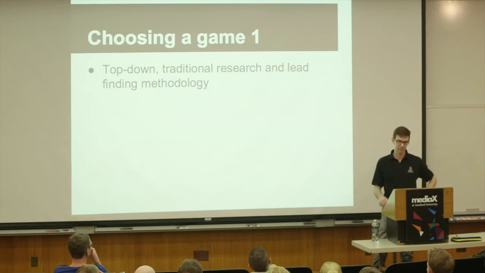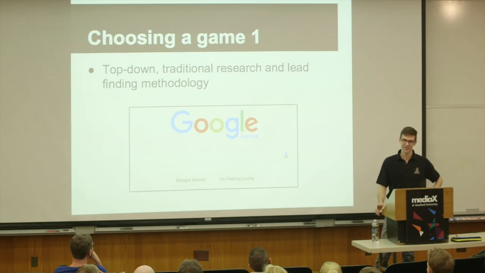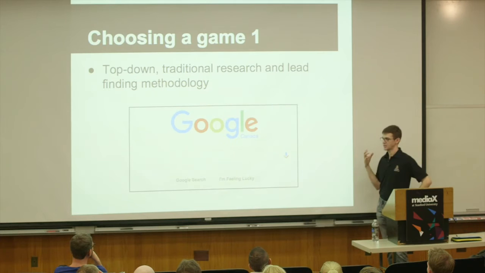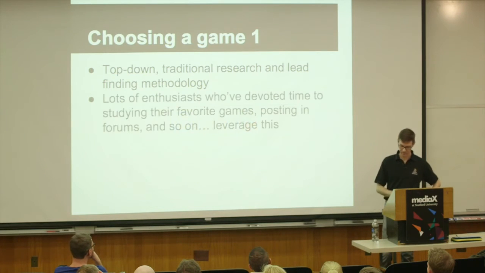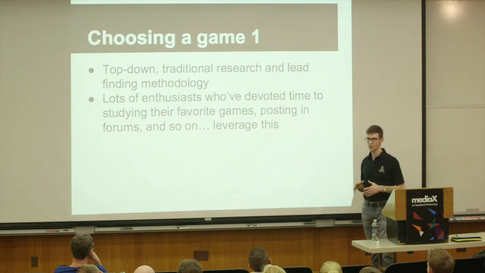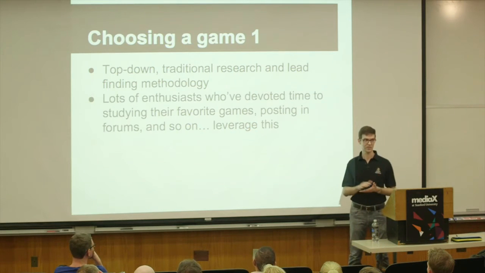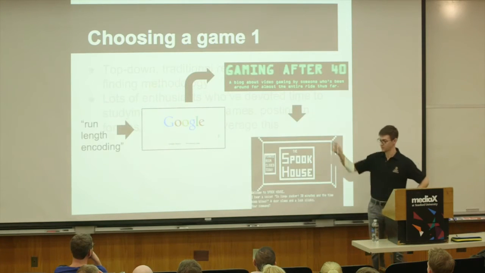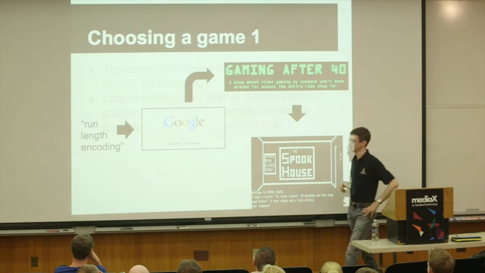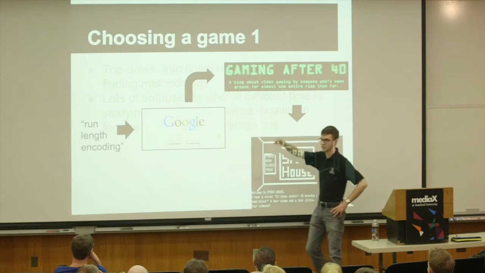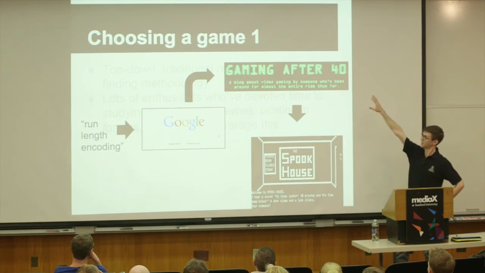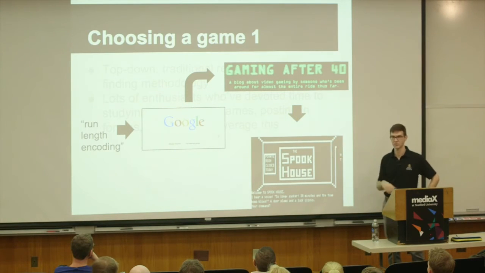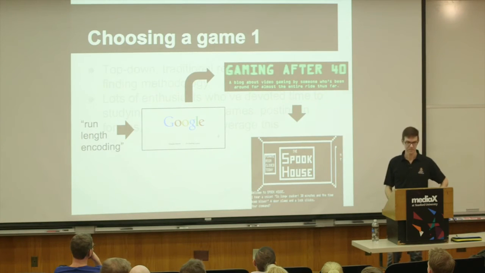First one, kind of a traditional academic research methodology, which is to say Google. You can use this for some good lead generation because there's lots and lots of people who have devoted insane amounts of time to studying their favorite games. So as an example, I wanted an example of a data compression technique called run length encoding. So I popped this into Google with some additional search terms, and after a couple of attempts, I found this blog I'd never seen or heard of before, and it said, yeah, I think this game, Spook House, uses run length encoding. So I'm done.